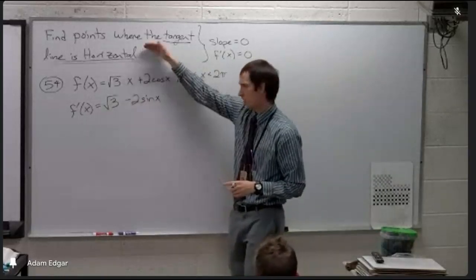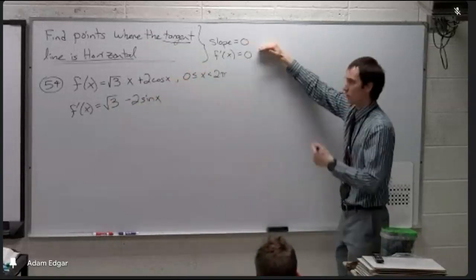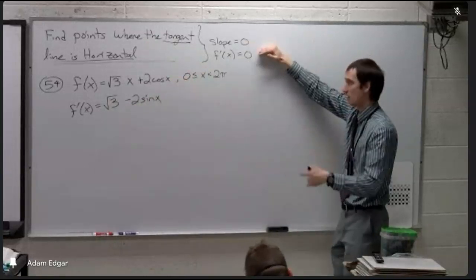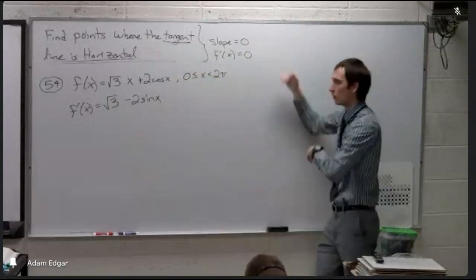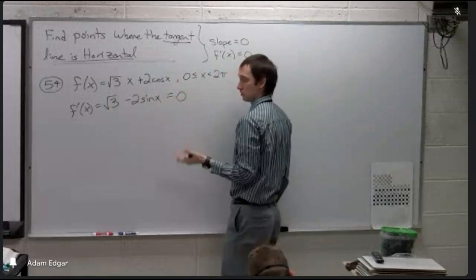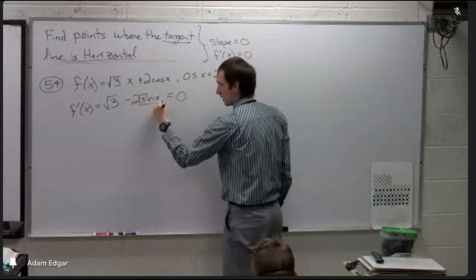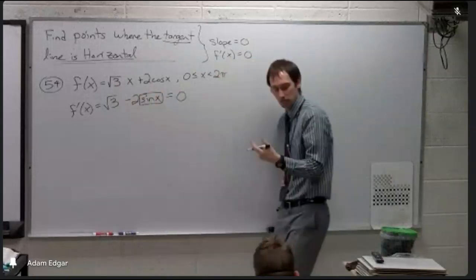So now what do we do with a derivative once we found it? Set it equal to 0, because the tangent line is going to be horizontal when the derivative or slope is 0. So you found them, now set them equal to 0, and solve. In order to solve this, first you want to isolate your sine of x, and then backwards unit circle.